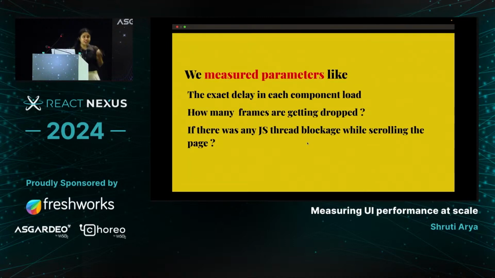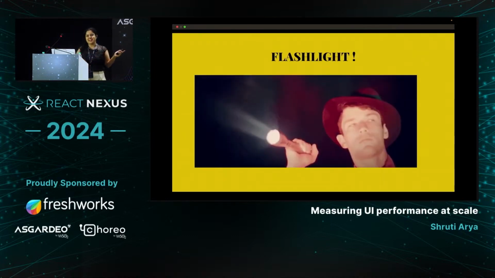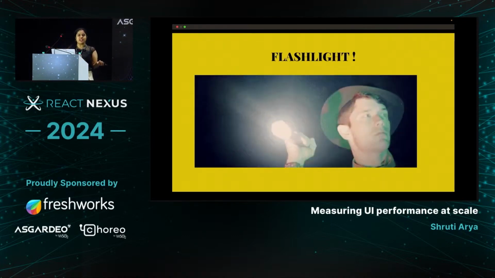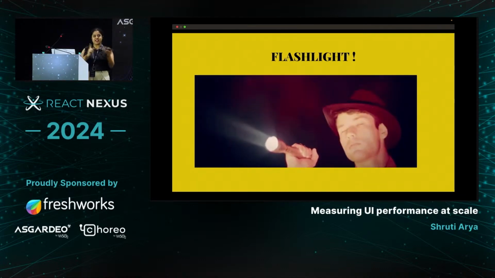So for measuring all of these parameters, we started using a tool called Flashlight. So not this flashlight, guys. How many of you have used Flashlight for measuring React Native performance? Wow, that's very few hands I see.